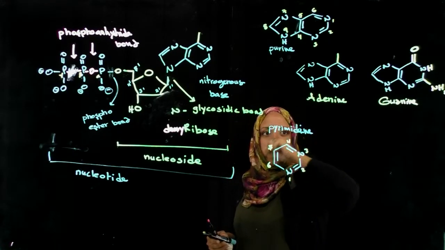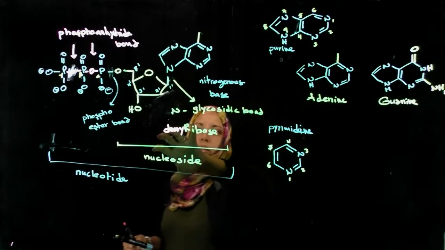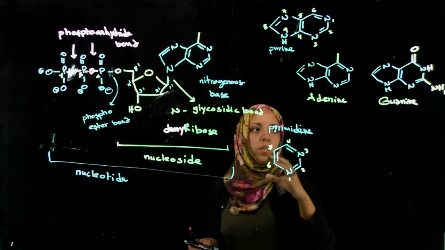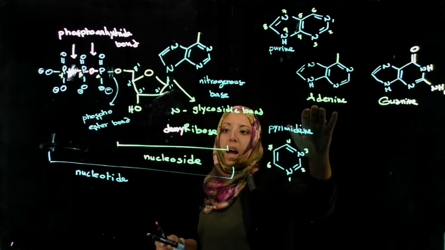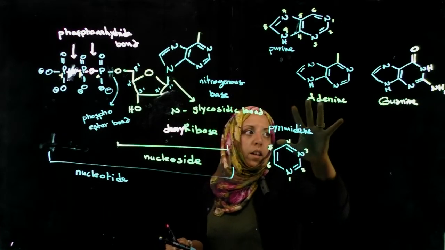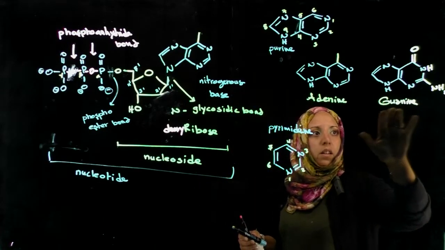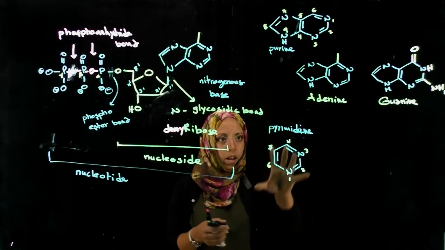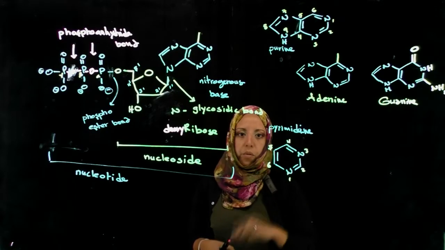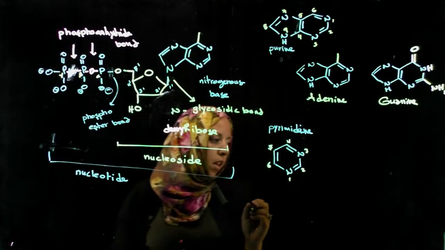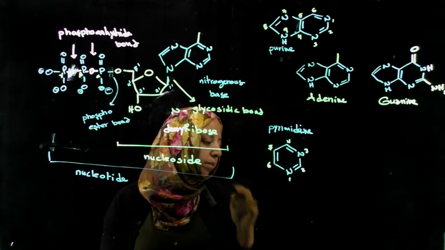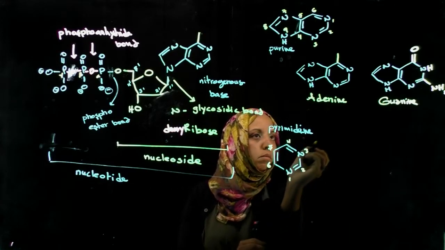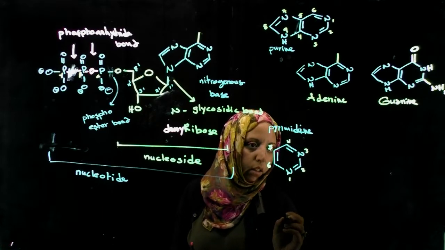Okay, we'll talk about some nomenclature later, but if adenine is part of a nucleoside, meaning if it's connected to a ribose or a deoxyribose sugar, instead of being called adenine, it's adenosine. Instead of guanine, it's guanosine. Okay, in the case of a pyrimidine, there's 3 different pyrimidines that we'll talk about. One is cytosine, right?